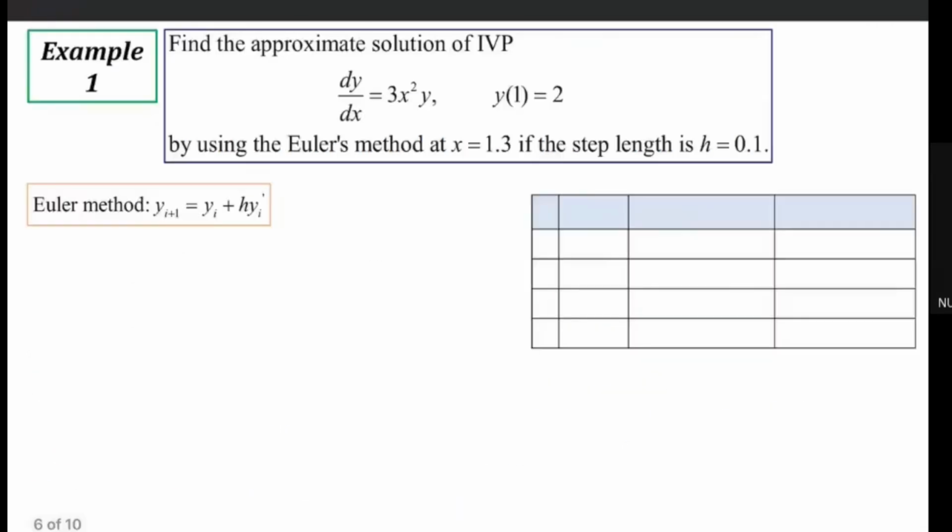Okay, let's look at example 1. Find the approximate solution of this IVP, initial value problem. This is the ODE. And this one is the initial condition.